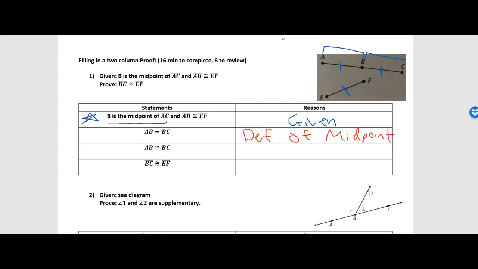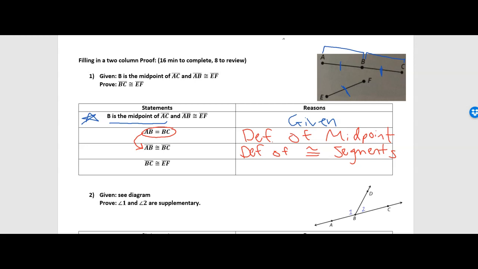Okay, next statement says segment AB is congruent to segment BC. So we go from having equal segments to congruent segments, and that is just by the definition of congruent segments. Remember, that allows you to go from two segments being equal to two segments being congruent, or the opposite way, two segments being congruent to two segments being equal.